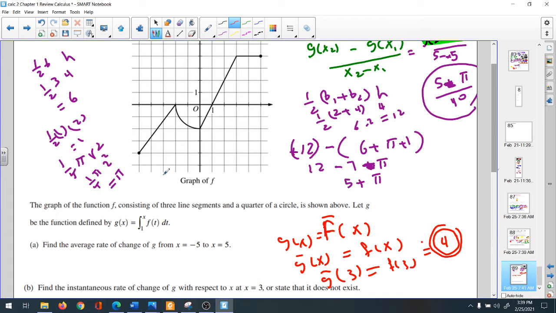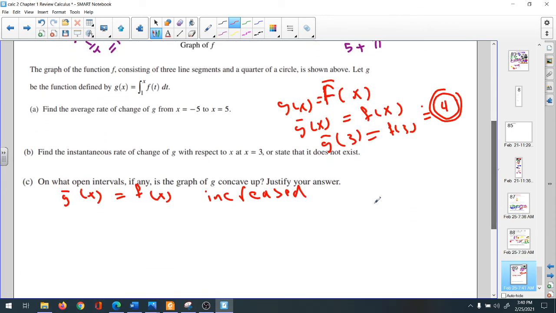Look at it. You're talking about this part of the graph and this part of the graph. It's from negative 5 till negative 2. So from negative 5 to negative 2, the graph of f increasing means the derivative of g is increasing. So this is part 1, from negative 5 to negative 2, or you could say negative 5 is less than or equal to x is less than negative 2. It's up to you.